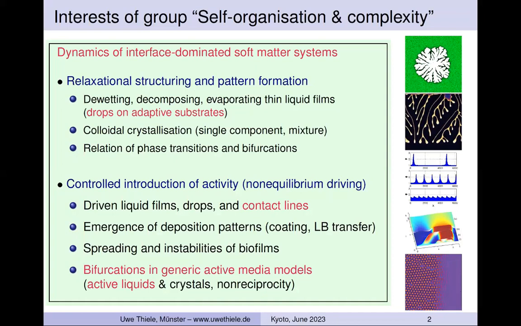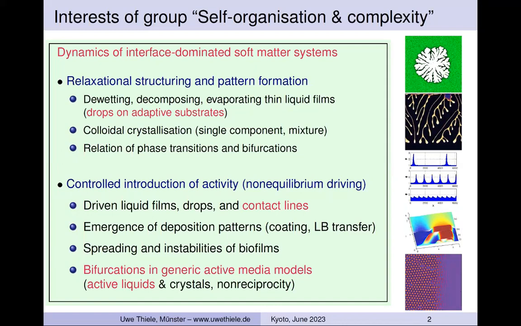And I would distinguish this on the one hand into relaxational structuring and pattern formation. So these are all systems that you start in some initial situation, and then they go back to some equilibrium state, right? Examples are dewetting thin films or decomposing mixtures, evaporating thin films, and so on. And I will talk about the wet parts, so I will talk about drops on adaptive substrates. But it also includes colloidal crystallization, or more generically, let's say, the relation between bifurcations and phase transitions.